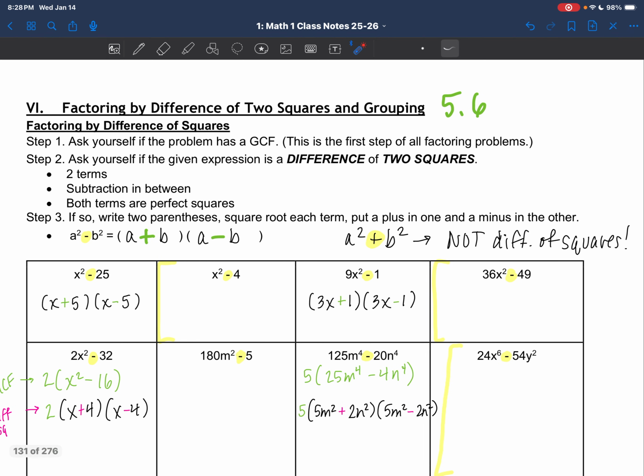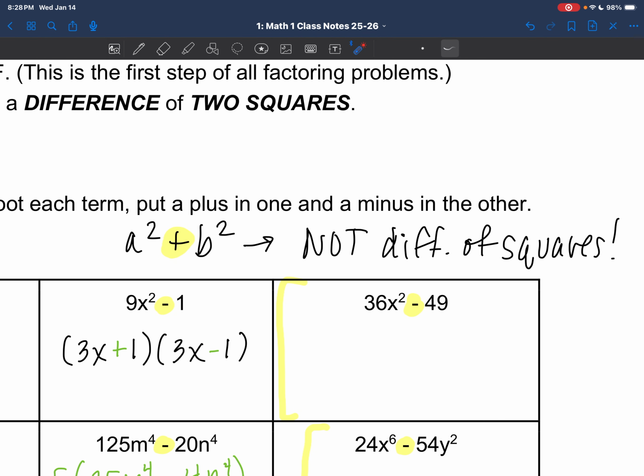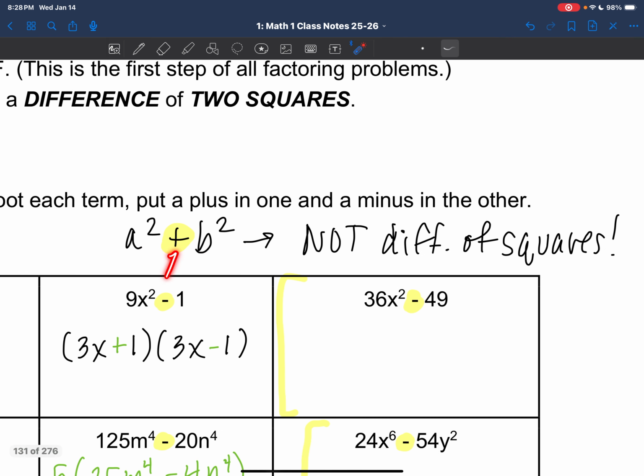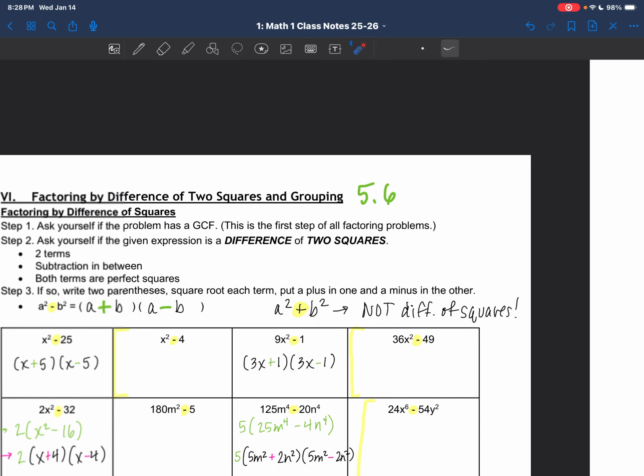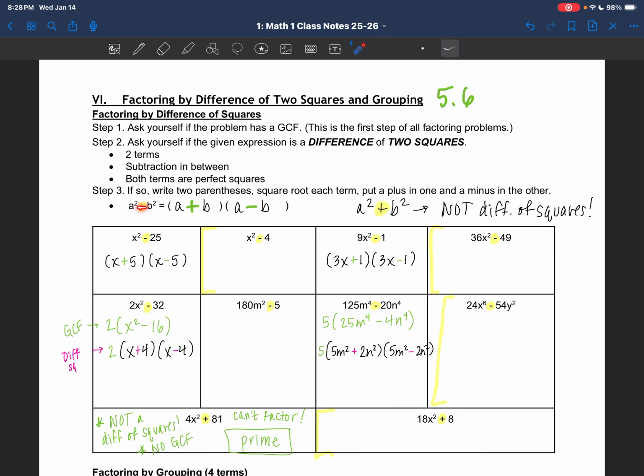Now, I do want to point out, and we'll talk about this a little bit later too, but notice this is a perfect square, that's a perfect square, but this is not a difference of squares because you have an addition sign. So you cannot do the difference of squares if there's a plus sign in the middle. It must be a subtraction sign.